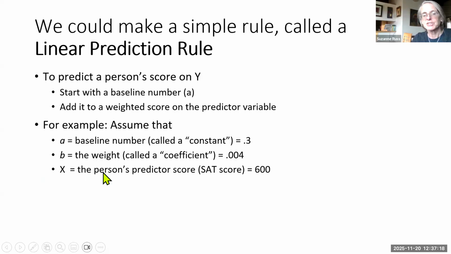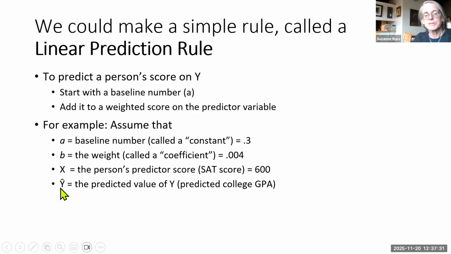X, we know X, that's just the person's predictor score. In this case, it's the SAT score. And let's say the example we're going to use, someone got a 600 on their SAT. And Y is what we're trying to predict. And when we predict it, we put this little hat on top of it. We refer to it as Y hat. It's this little symbol on top, and that just means that this isn't the actual Y. This is just what we're predicting with our model. And this symbol on top always means an estimated or predicted value.